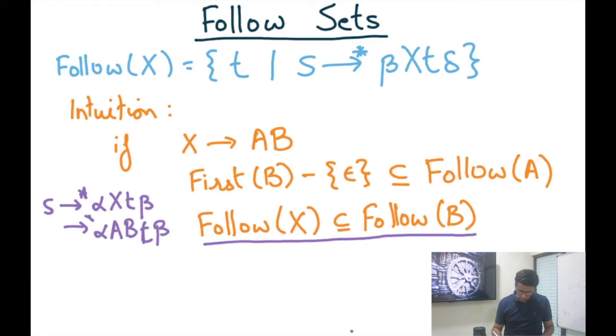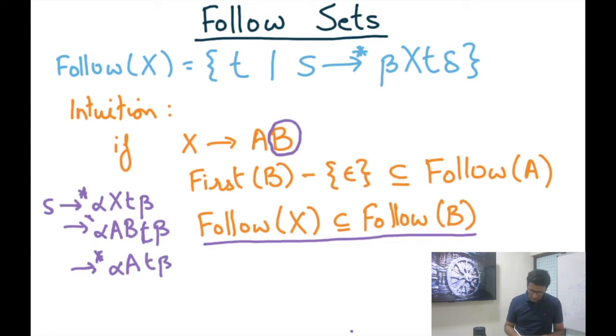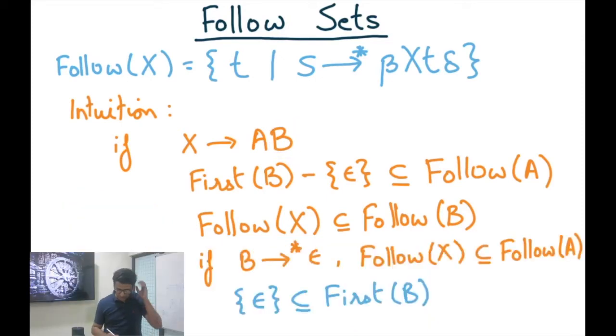Now, there is another interesting case. What if capital B could produce epsilon? If capital B could produce epsilon, then anything that is in Follow(X) is also in Follow(A), right? So notice that if capital B can produce epsilon, then this can produce alpha A. Now capital B will collapse into epsilon, and t beta, and now t is following A. So here's our third rule. If capital B can derive epsilon, which is the empty string, then Follow(X) is a subset of Follow(A). So anything that's in Follow(X) can be added to Follow(A).